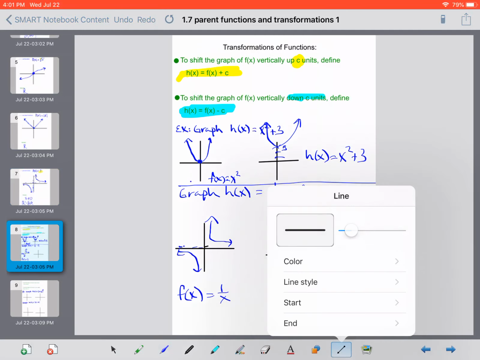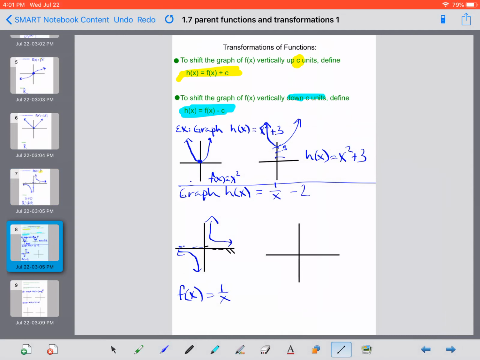With this horizontal asymptote. Oops. Oh no, what have I done? All right, try it again. All right, this is my original f of x function. I have a vertical asymptote and a horizontal asymptote. There we go. And now we want to graph the function 1 over x minus 2.